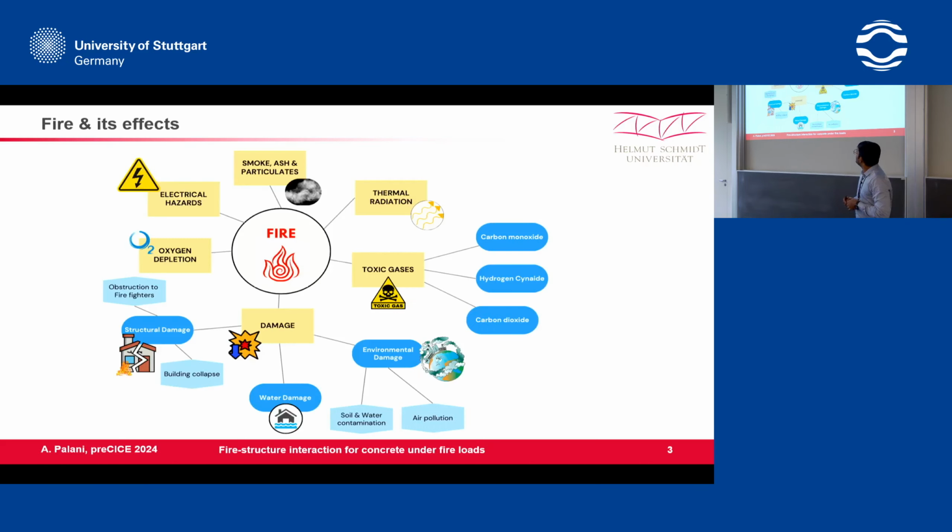These are some of the effects one can get when a fire is occurring in a building. The things of most interest in this presentation are the smoke, ash, particulates, and damage. These last two are the most important things that we are addressing with the current project. Here I will be talking more about the damage dealt to the structure, so we will be speaking more about the structural damage.